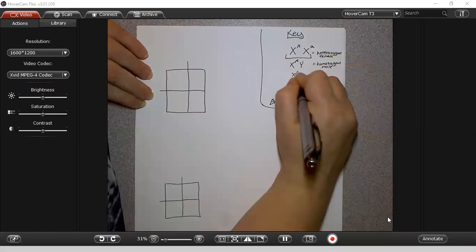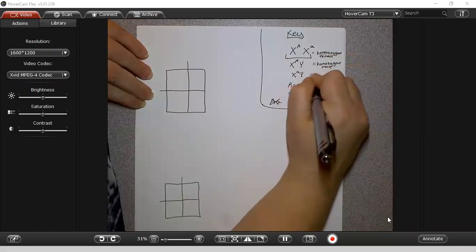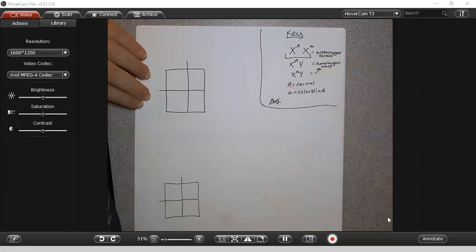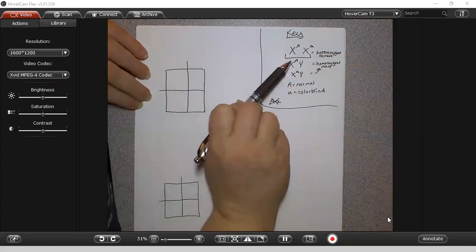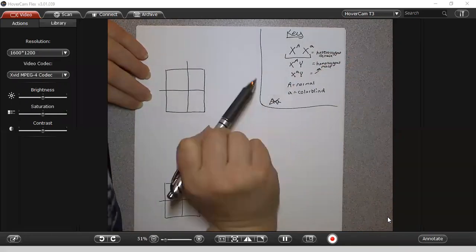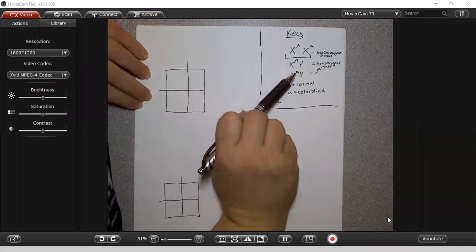This is also a homozygous male. This one is homozygous dominant. This one is homozygous recessive. Because there's only one copy of the allele there, lowercase a.